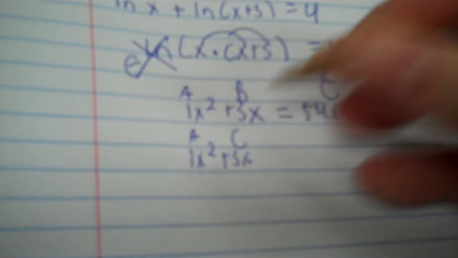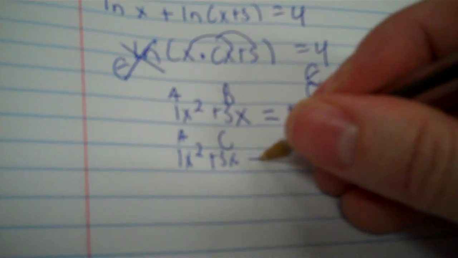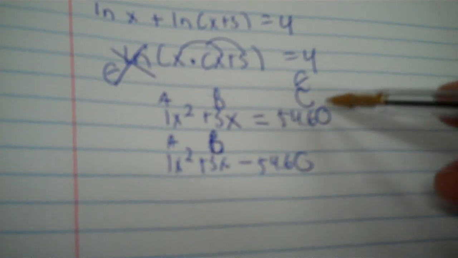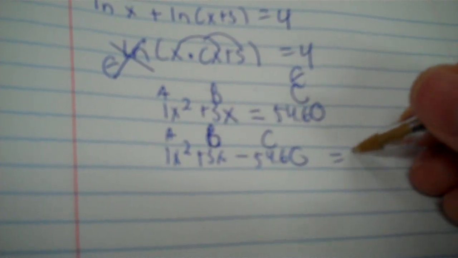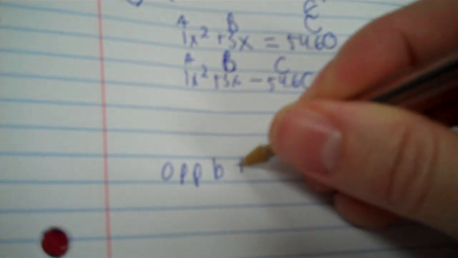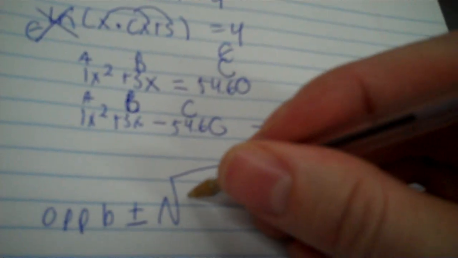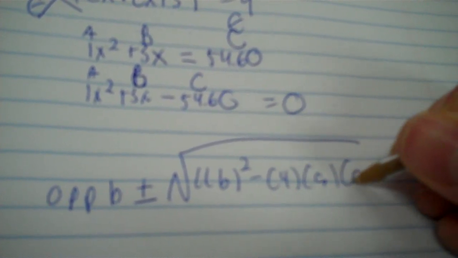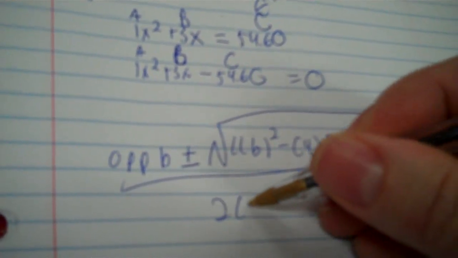Plus 3x, and that c would just come over as a negative. Or sorry, that's a b, my bad. A, b, and then the number without the x is c, but it's got to be over here. Then you need to apply your quadratic formula. Opposite of b plus or minus the square root of b squared minus 4ac, over 2a.